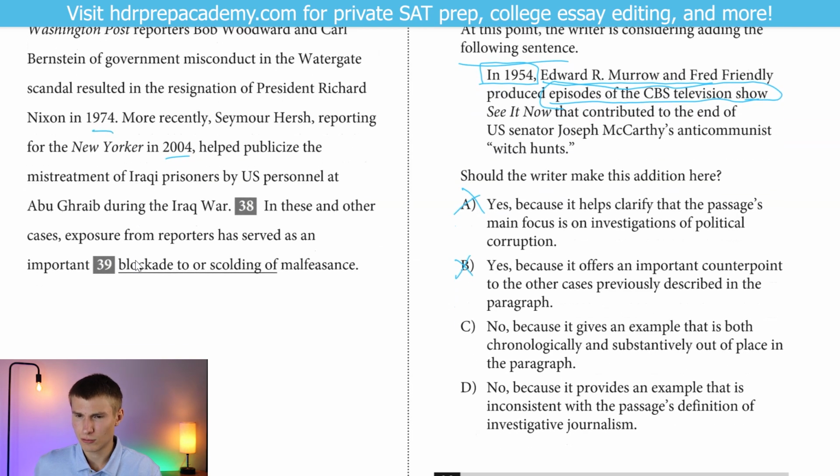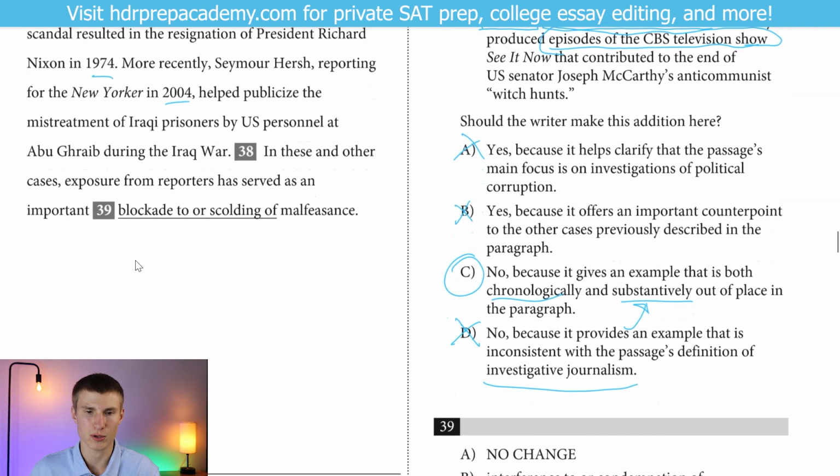If we look at C, we have the option of, because it gives an example that's chronologically and substantively out of place in the paragraph, yes. Okay, chronologically because it's the wrong shift in time, and then substantively because we're talking about television. If we were to add this but throughout the paragraph, we're talking about print journalism. And choice D, no, because it provides an example that's inconsistent with the definition of investigative journalism. No, that's not correct. That sort of addresses the substantive idea, but it's not addressing that chronological idea as well, which is an important part of why we don't want to add it there.